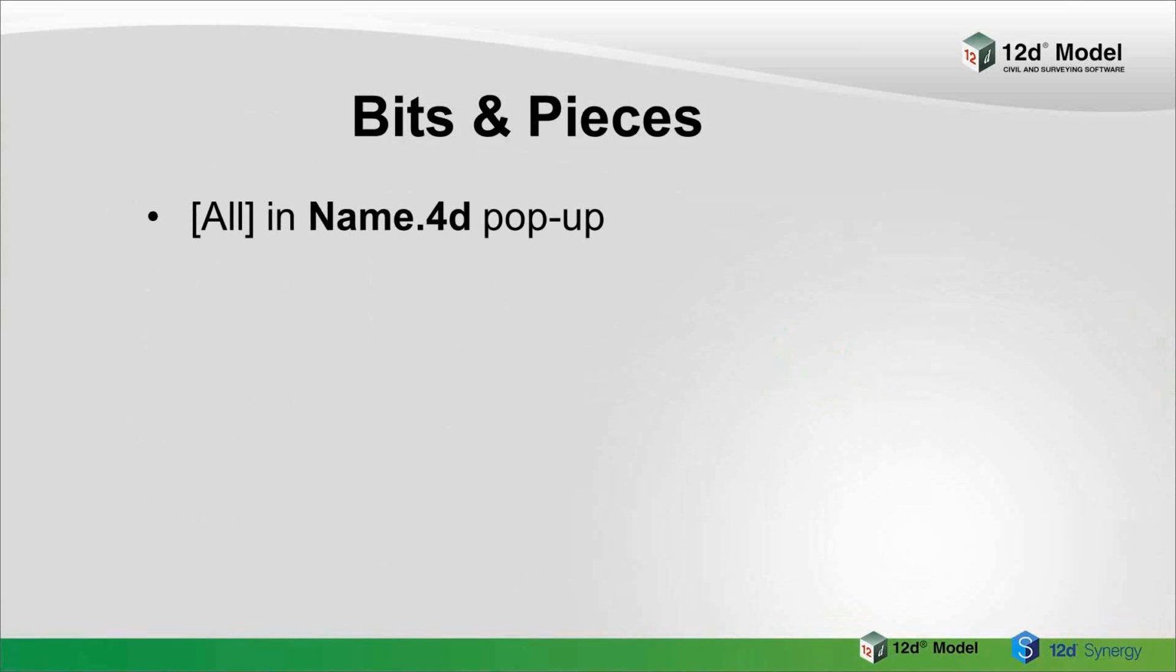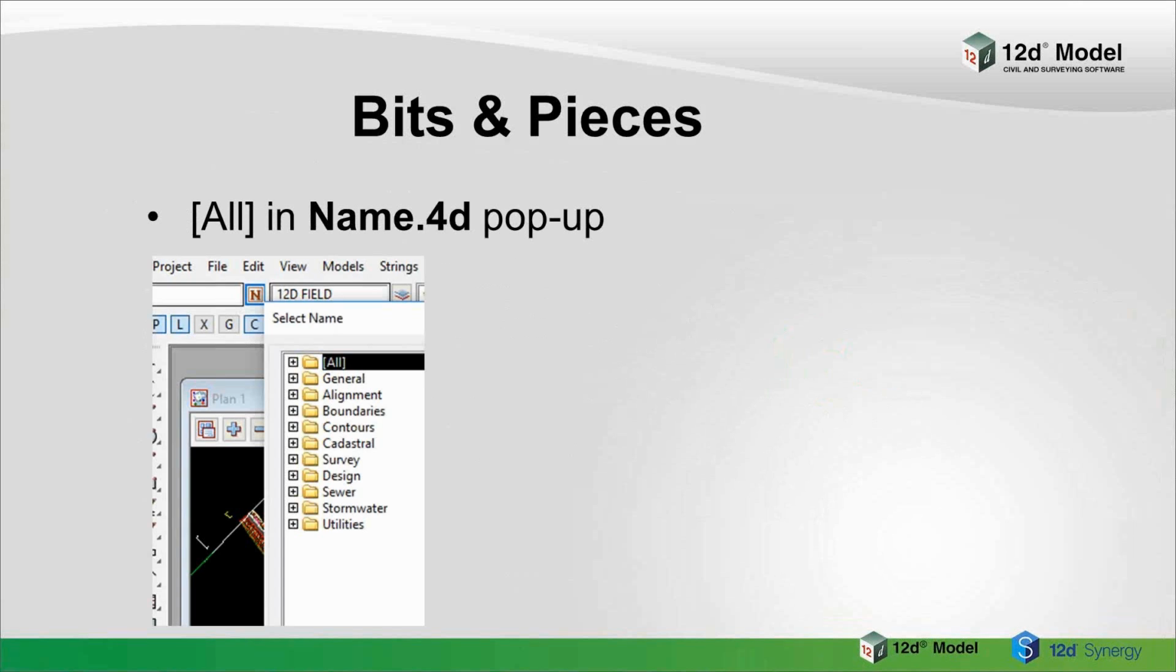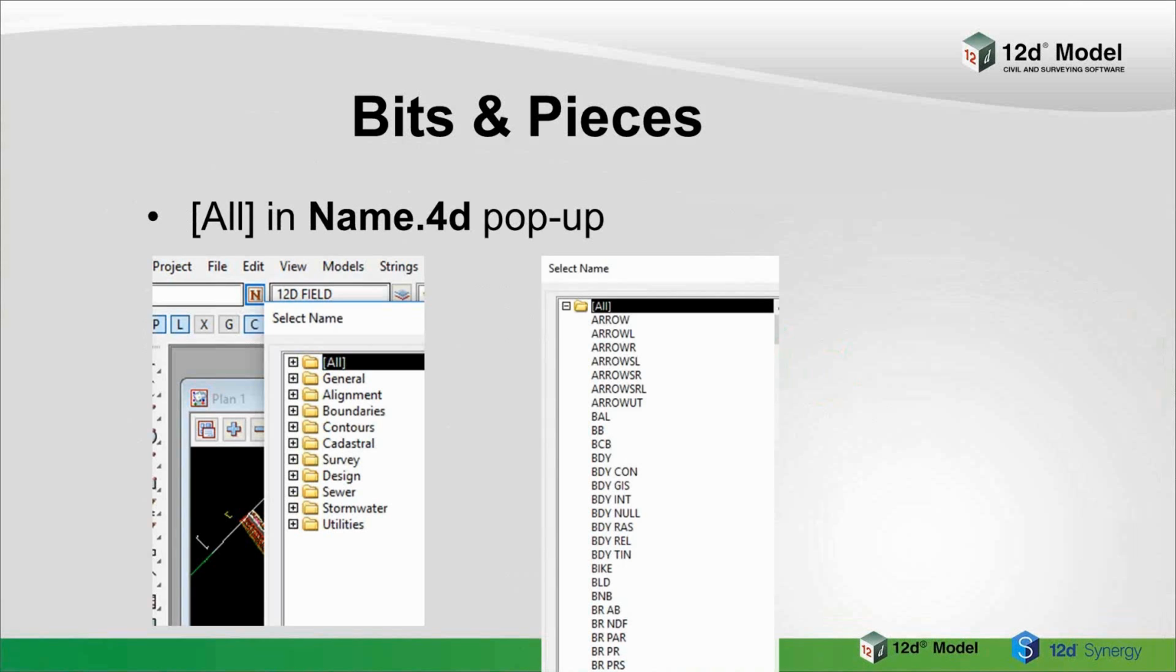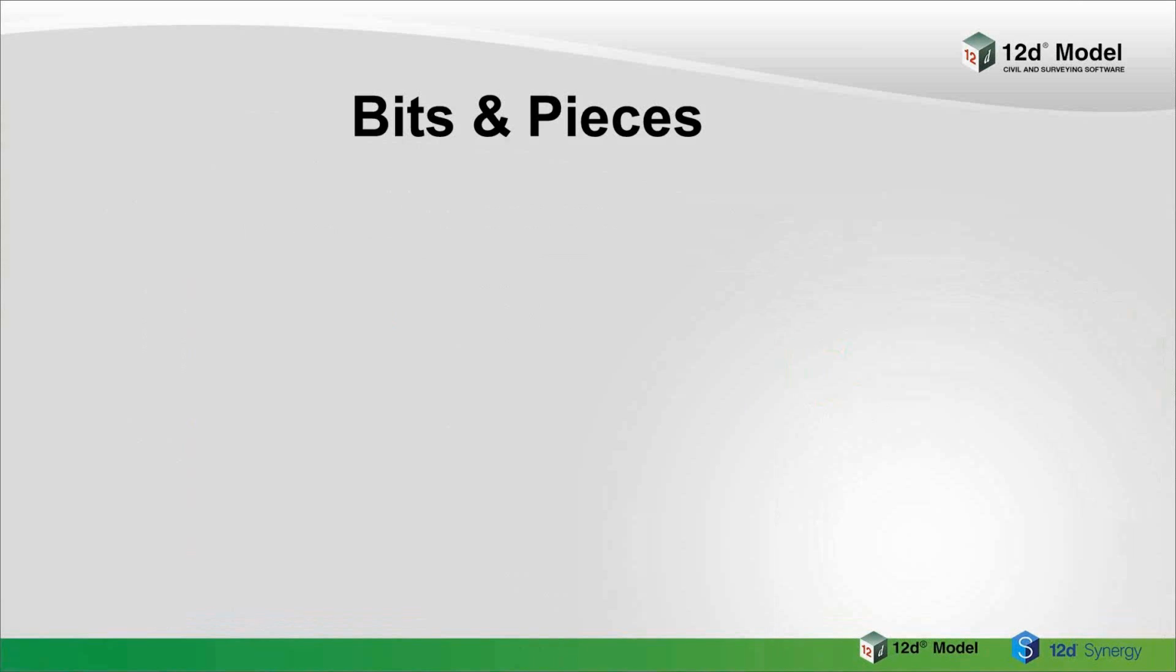In the names.4D pop-up, there's now an all section. And remember in 11 we went so you could have groups in these names, so you don't have to see them all at once, but people like to see all of them. So if you click on that all, it'll show you the full list, more or less like you saw it in version 10. So you've got both modes now that you can work with.